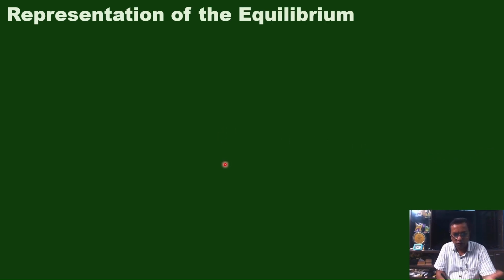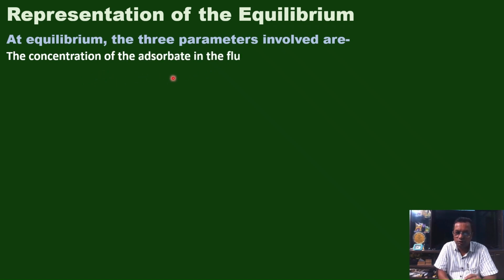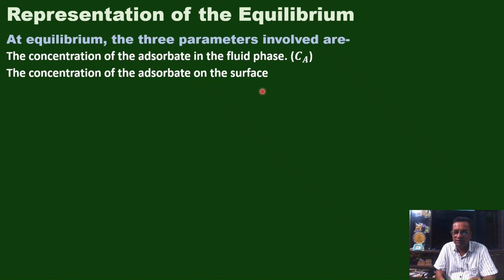I have talked about representing equilibrium in my earlier video. This is just a summary of that discussion. At equilibrium, when you have equilibrium between the fluid phase and the adsorbent phase, that is the fluid phase and the solid phase, three parameters are involved. Which are these three parameters? You have the concentration of the adsorbate in the fluid phase, let us denote it as Ca. And then you have the concentration of the adsorbate on the surface of the adsorbent, and we are going to denote that by Cs.